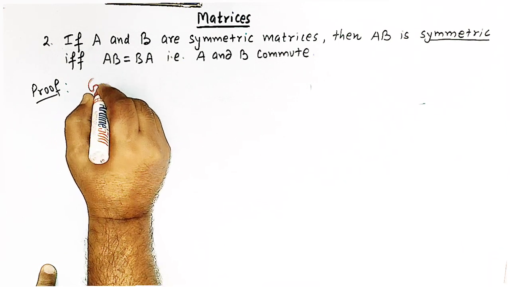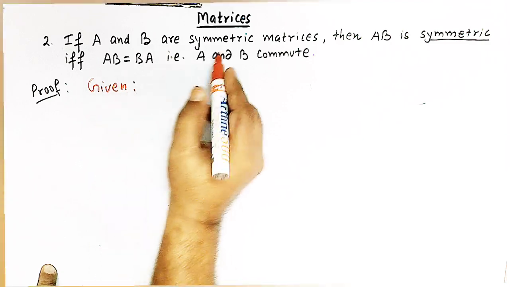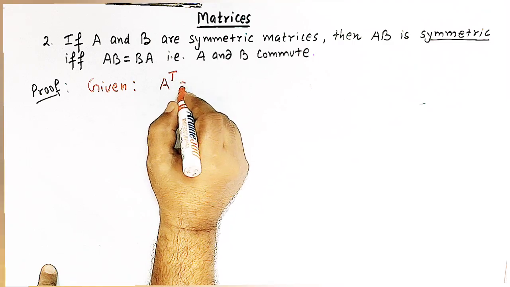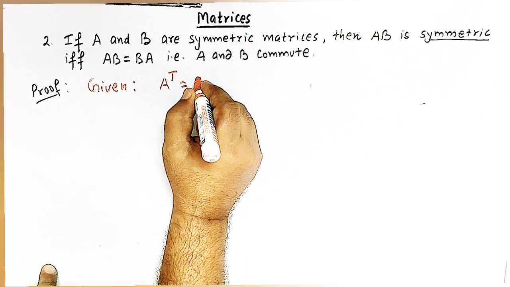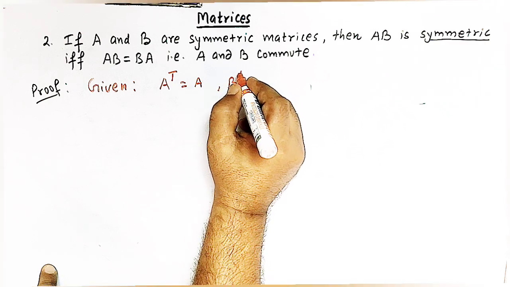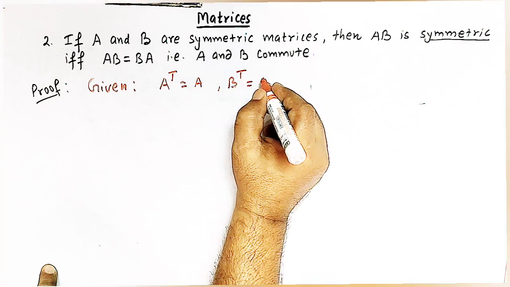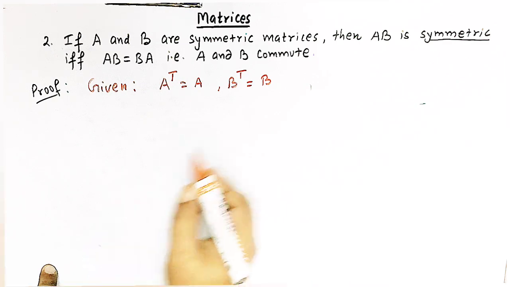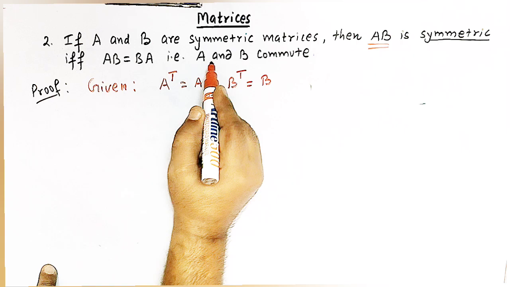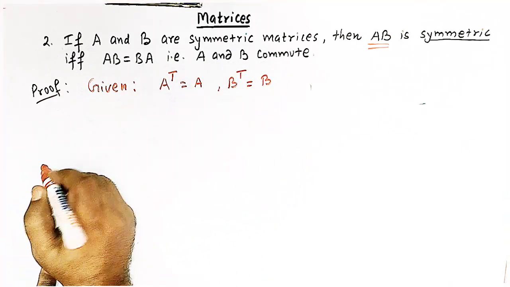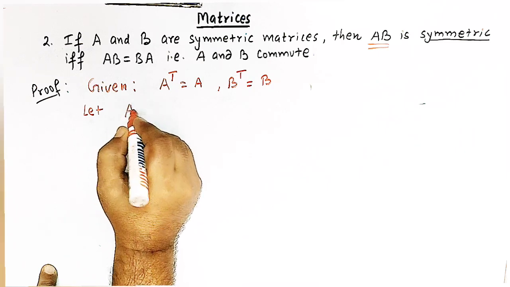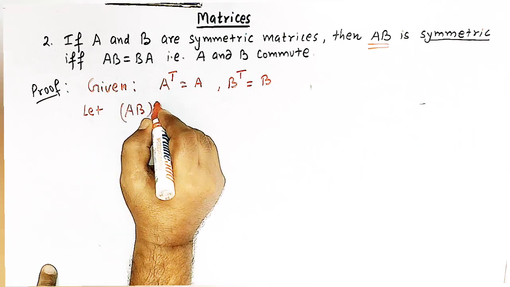So we are given that A and B are symmetric matrices. That is, the transpose of matrix A is equal to the matrix A, and the transpose of matrix B is equal to the matrix B, right? And we have to show that AB is symmetric if and only if A and B commute, right? So now let us take the transpose of AB, right?